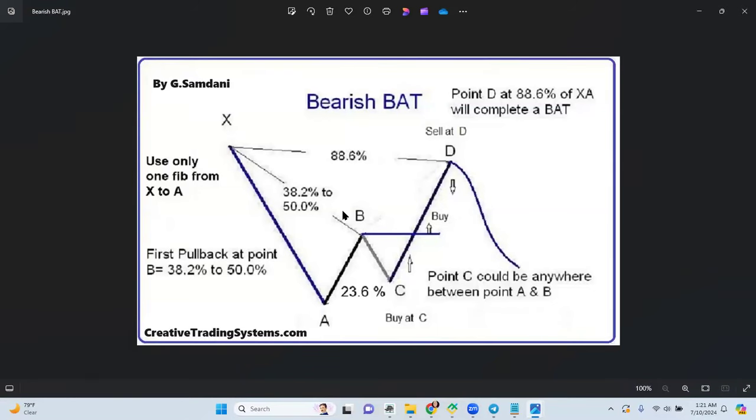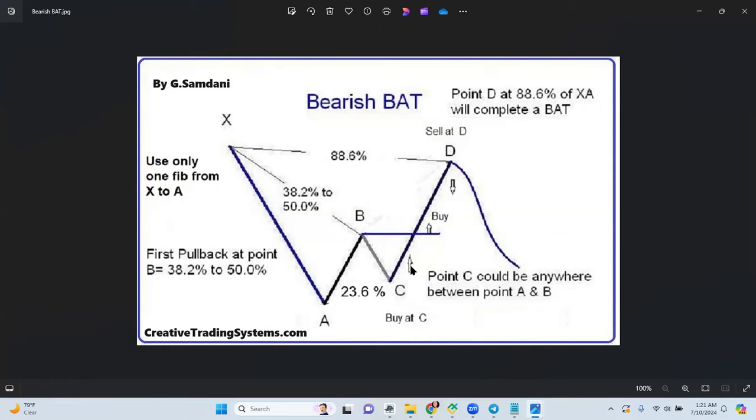Main move XA, then you have 50% maximum. It can go from 38 to 50% for point B. Then C, and then you start to go up. So if you have X, A, B, and C in place, and then it starts to go to the upside, you know where it is going. Most likely. It may not. It may go up here and then drop, but it may go all the way here. That's how these bat patterns come to exist.